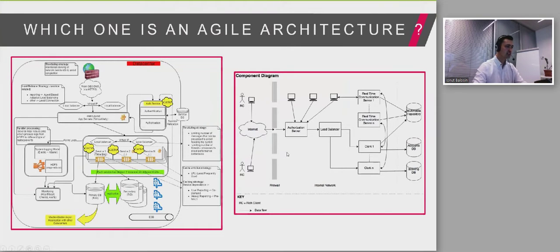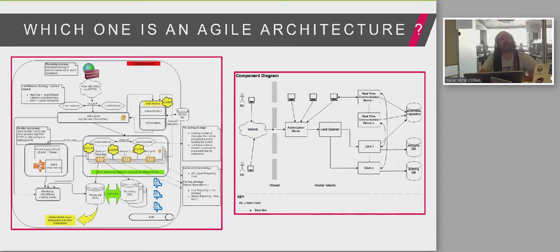And having all of these things that we went through, the principles, if we have these two, for example, state of the architecture diagrams, which one of those do you think might be more agile? And I like Xavier because he is on the same line with me. Which one of these do you think is more agile than the other?